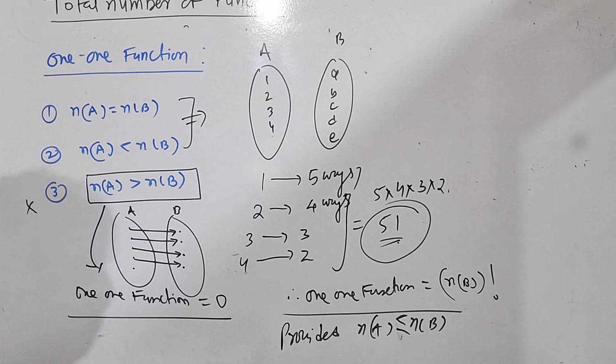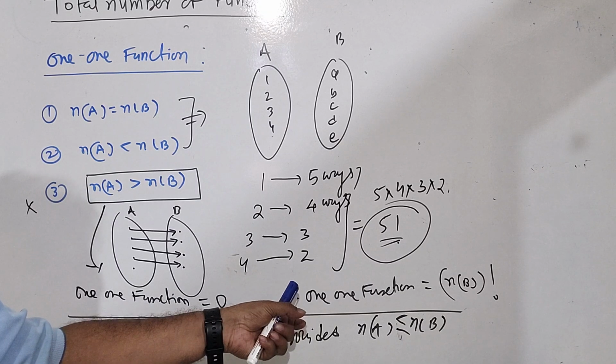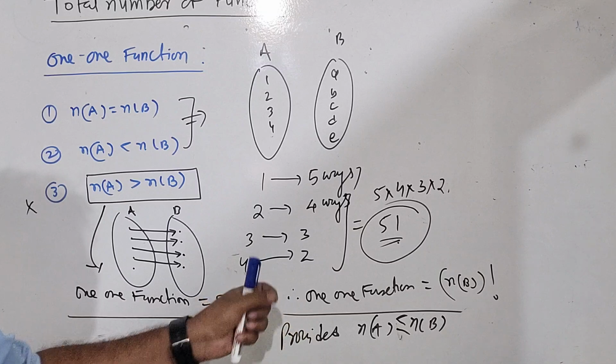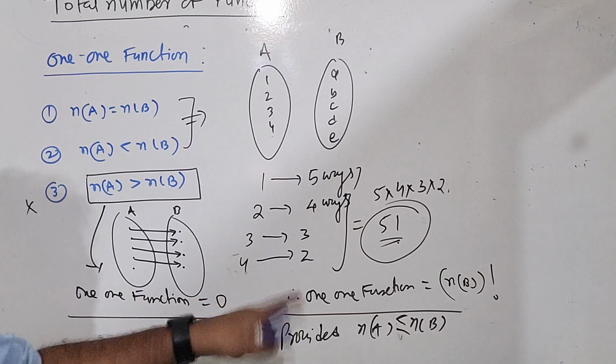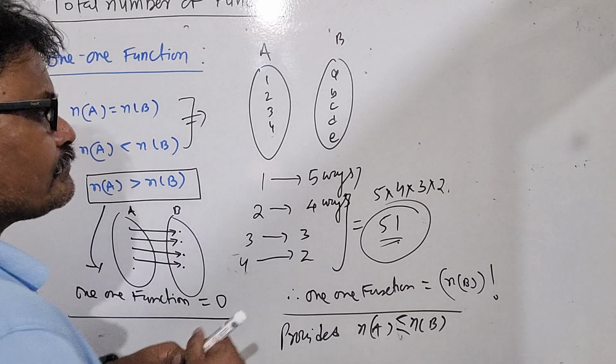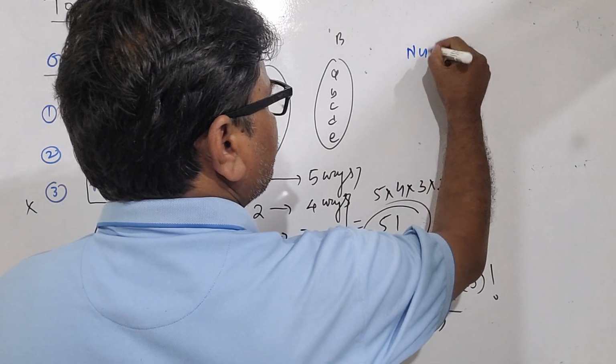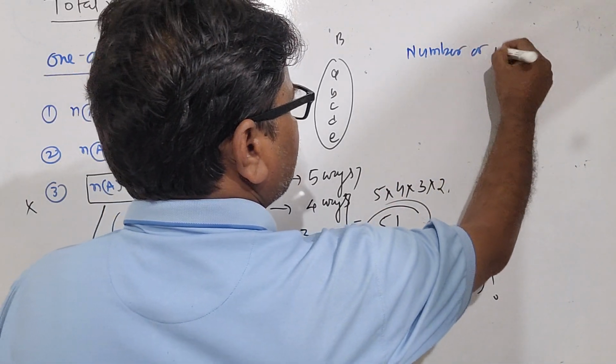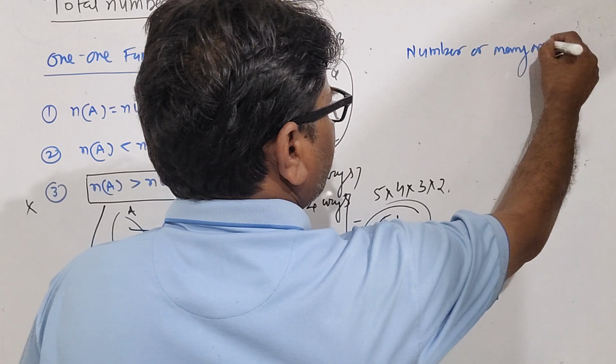Correct? So once you find the total number of one-one functions, then you can easily find the total number of many-one functions. So how can we find the many-one functions? The number of many-one functions.